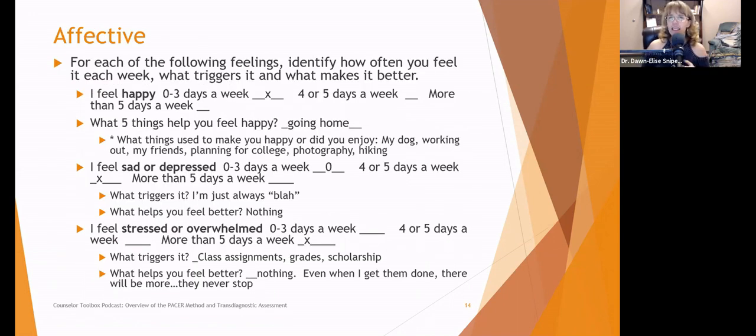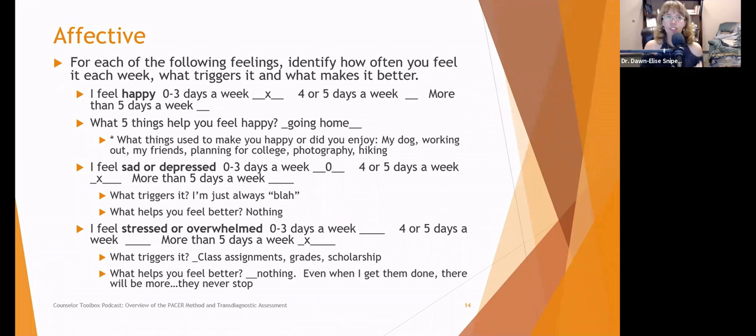The following feelings: she feels happy 0 to 3 days a week. She's kind of struggling right now. She's feeling blah. What 5 things help you feel happy? She came up with 1, going home. She's not happy at school. She hates her professor. She's missing home. So the follow-up question is, okay, if there aren't 5 things that help you feel happy right now, what things used to make you feel happy or did you enjoy?